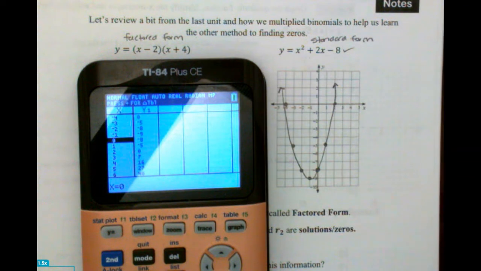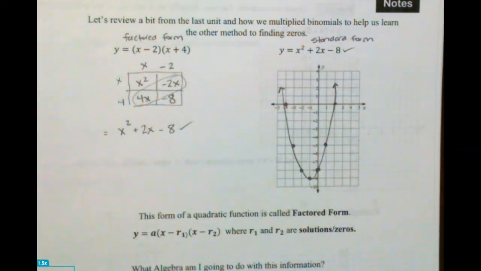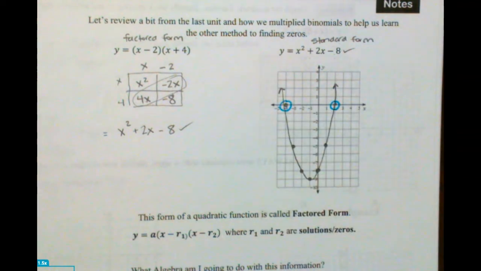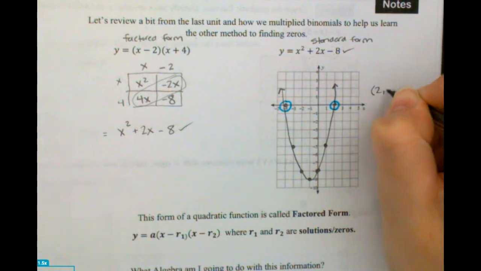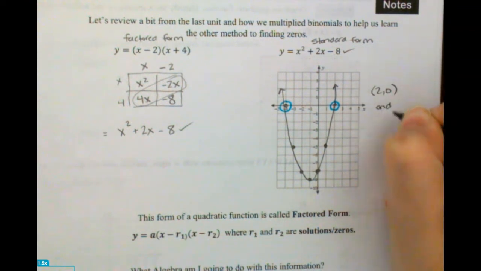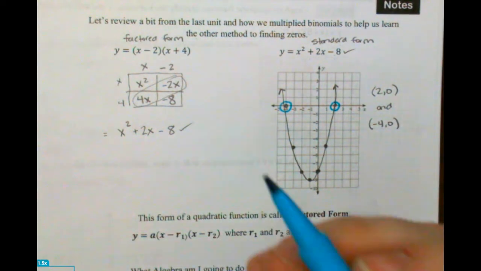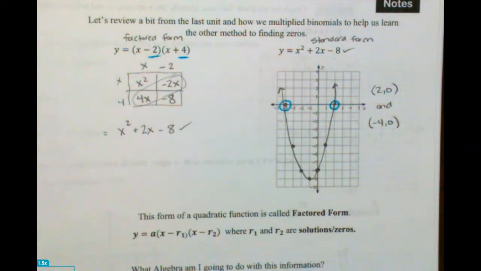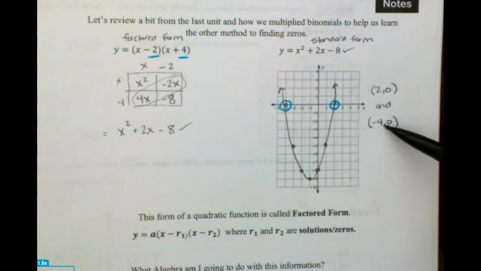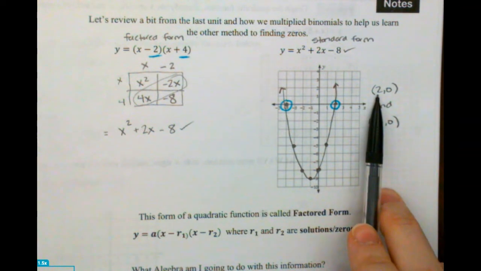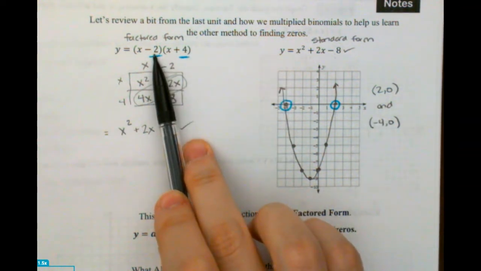Okay, and now what we're really looking for here are those x-intercepts. So I'm going to circle them. So I've got 1 right here and 1 right here. Notice what these values are. 2, 0, and negative 4, 0. Notice that that's the same numbers as here and here, just opposite signs. Notice that the x-intercept here is negative 4. My 4 in my equation is positive 4. My x-intercept here is positive 2. In my equation, it's negative 2. So that's the pattern we're looking for here.